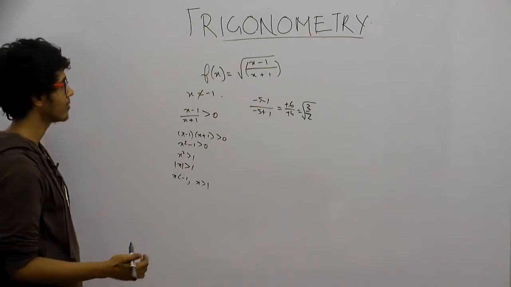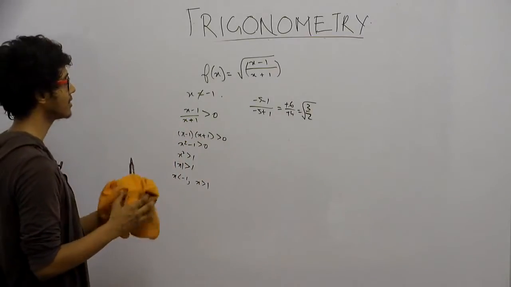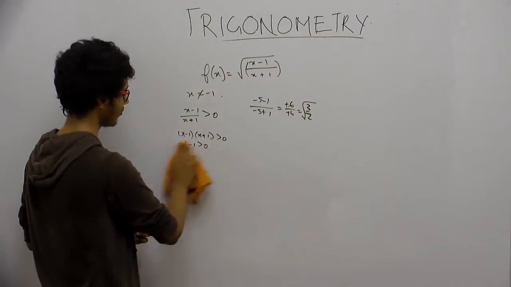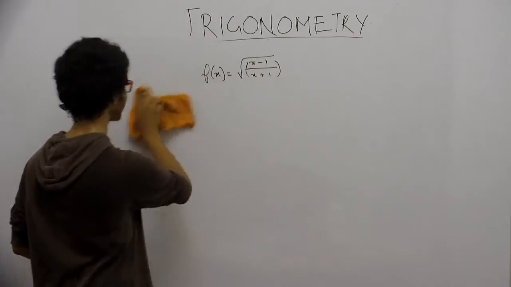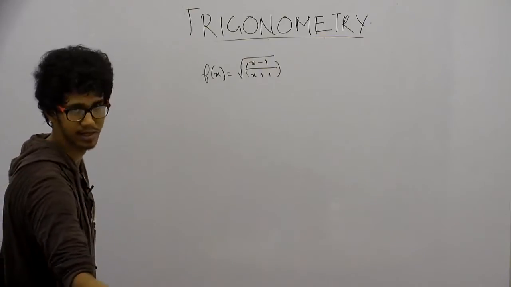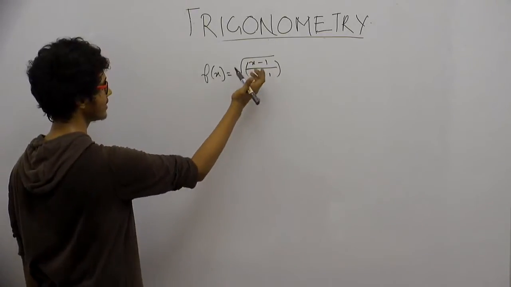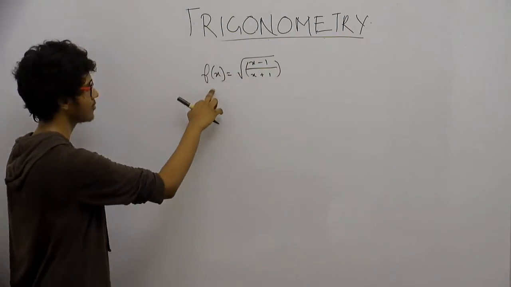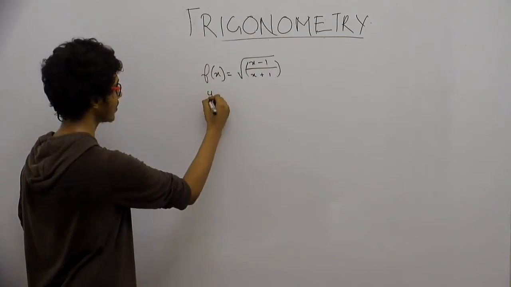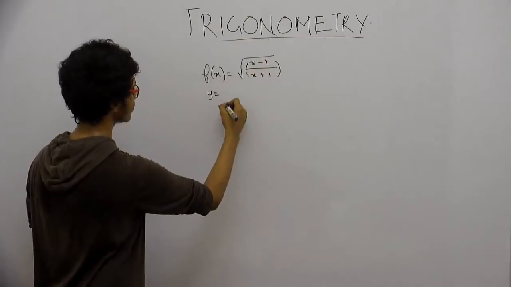Okay. What about the range? We need to find out what values this function can give us. While plotting its graph, what values on the y-axis can we easily get? To find that, we have to write this function f(x), let's suppose we call it y because it gives us outputs on the y-axis. We have to write x in terms of y now.